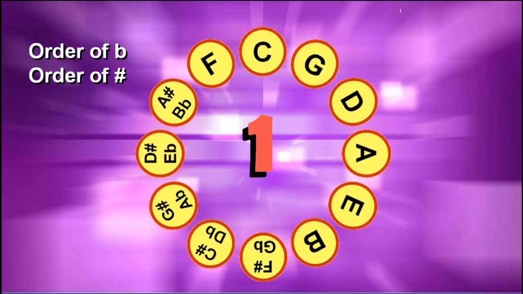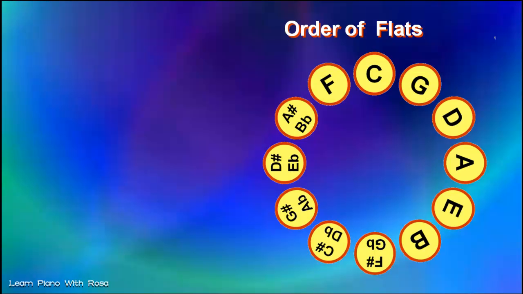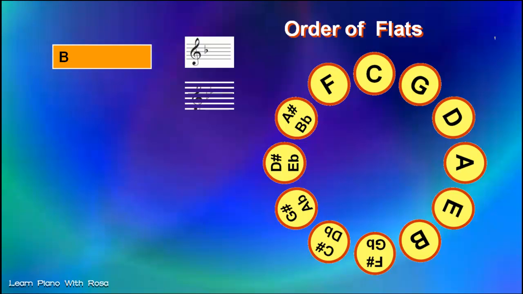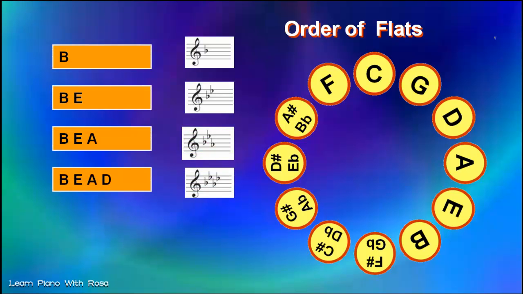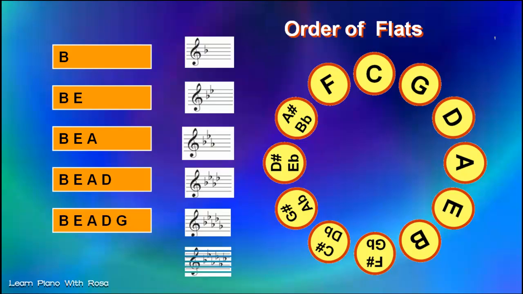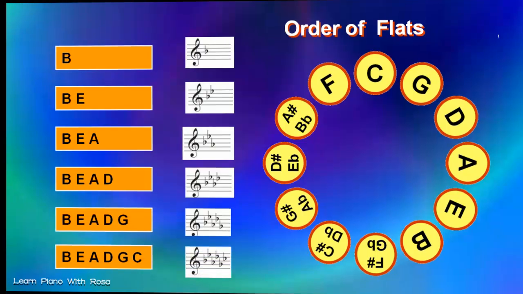I explain the order to you in detail. The order of flats is like this: B, and then E, and then A, and then D. It spells the word BEAD. I'm sure you've seen this in many books. And then it goes on to G flat and then C flat.